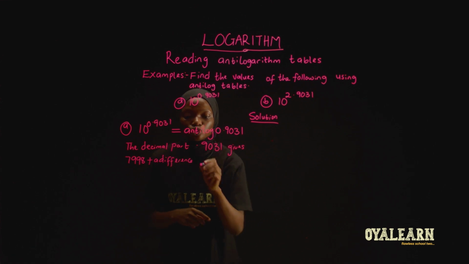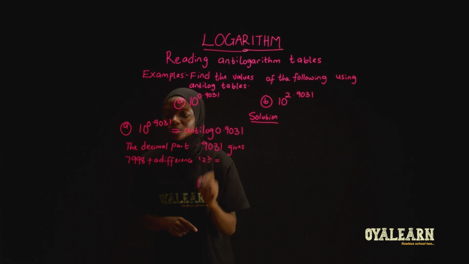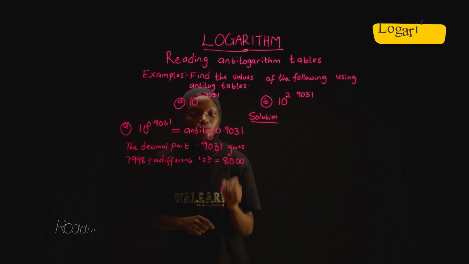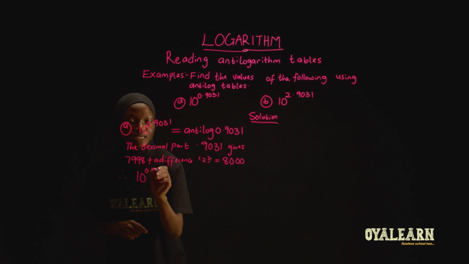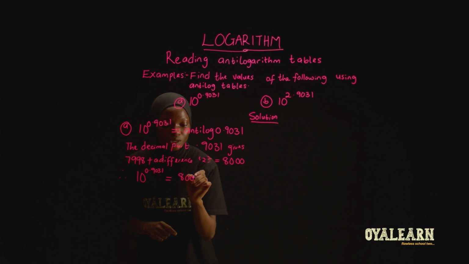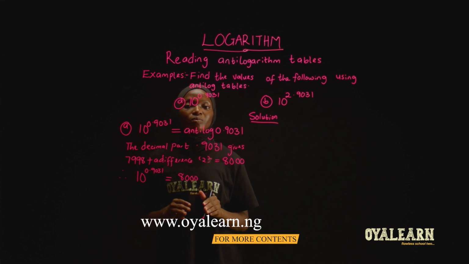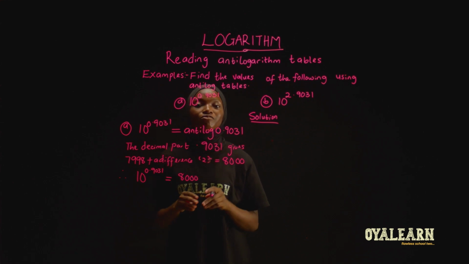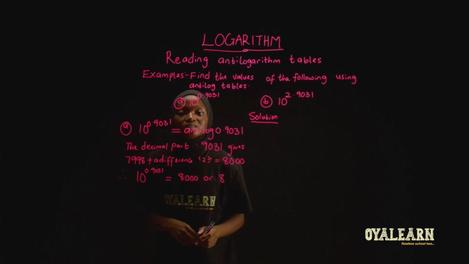Under 1, you find a difference of 2. So that gives 8000. So therefore, 10 raised to the power of 0.9031 becomes equal to 8000. Now the integer part, the 0 part here, tells us where the decimal place is going to be. Now since the integer here is 0, that means the decimal point is going to be after the first digit, like this, which is the same thing as just writing it out as 8.